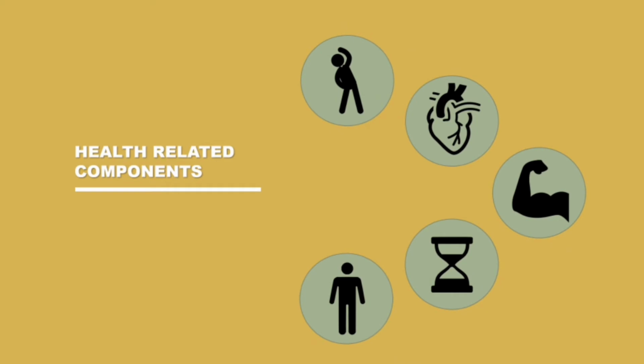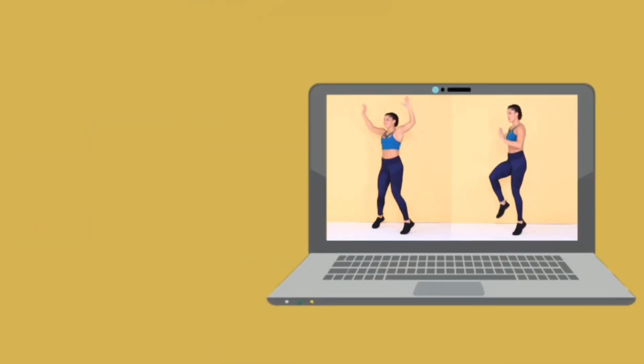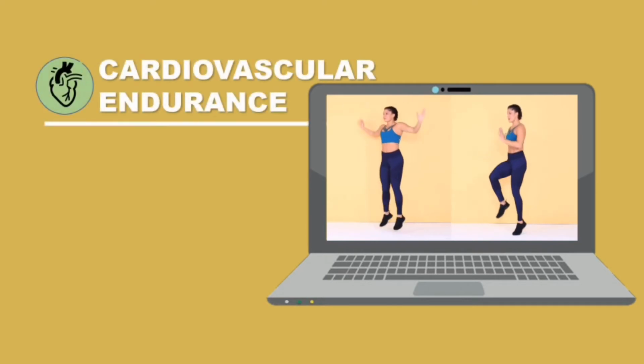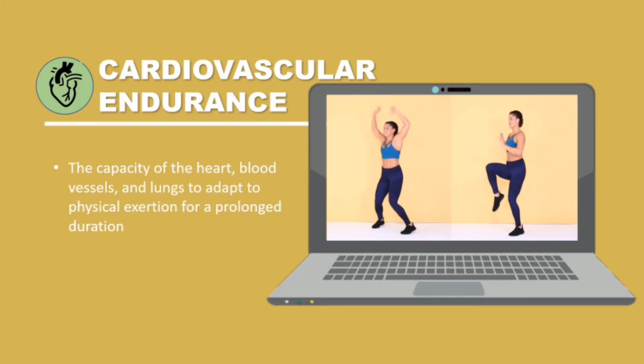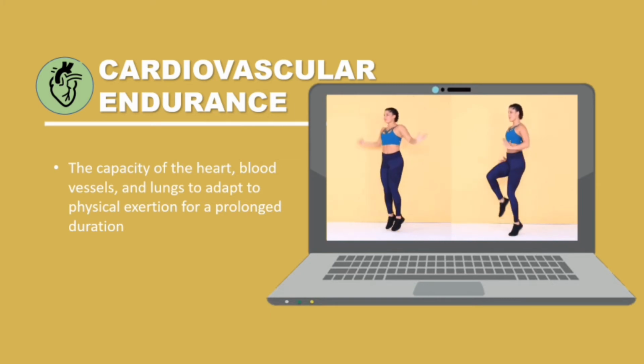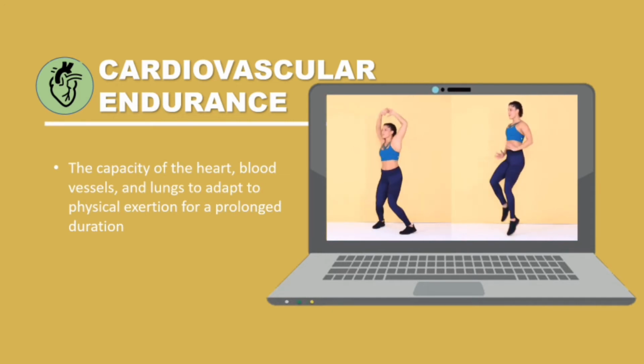So the next area of health-related components is what we call cardiovascular endurance. Cardiovascular endurance is the capacity of the heart, blood vessels, and lungs to adapt to physical exertion for a prolonged duration. This is how efficiently your body takes in, transports, and converts oxygen to energy during exercises or physical activities.